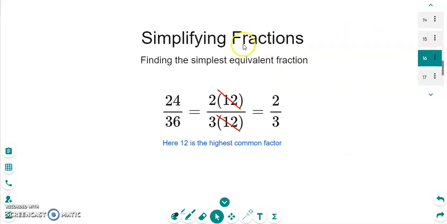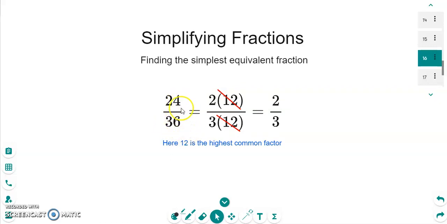Simplifying fractions. When we're simplifying a fraction, we're essentially finding the simplest equivalent fraction. We look at the highest common factor of the numerator and the denominator. Here we have 24 over 36.